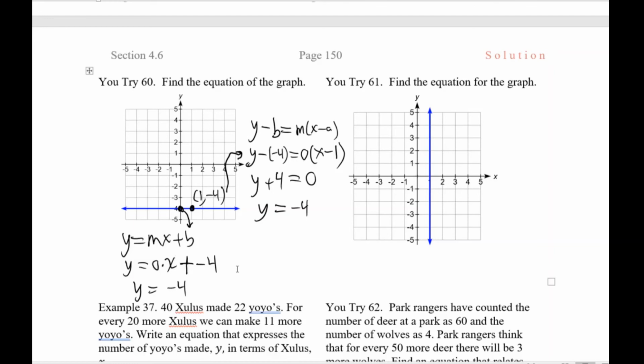You try 61. Find the equation for this graph. This one was a little tricky. There wasn't any particular form that we could use because here my slope m is undefined. I do know that this is a vertical line, and I can see that the only thing that's constraining this line is that x always has to be the number 1. Thus, x equals 1 is simply the equation for this line.